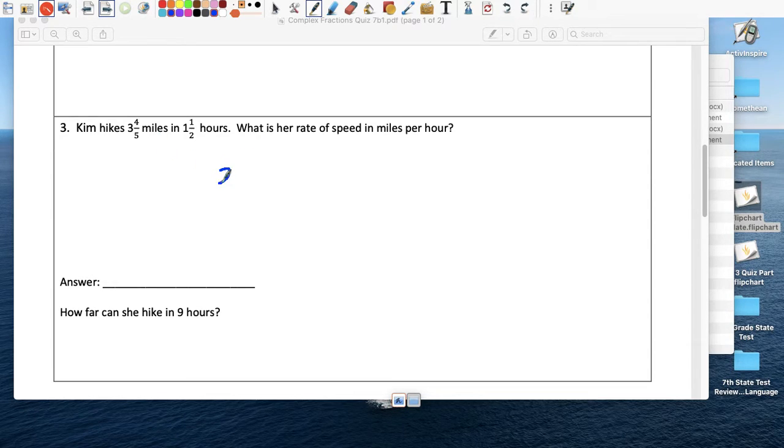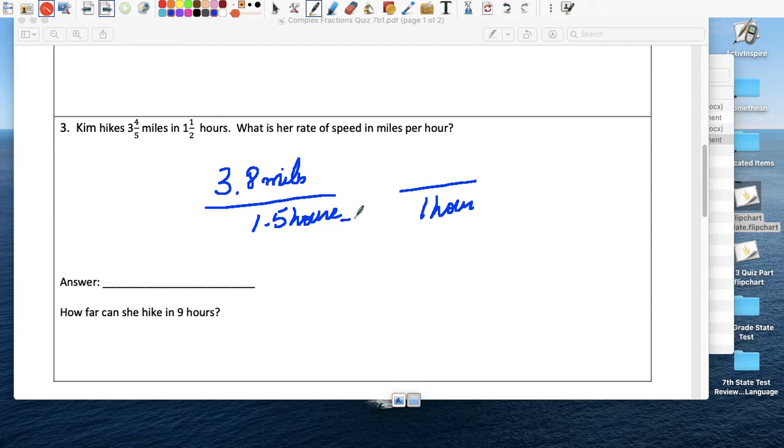So this one, you know what, just to be different, I'm going to change it into decimals. 3.8 miles in 1.5 hours. What was their speed in miles per hour? So we'll divide top and bottom by 1.5. Sorry, oops, 1.5, and divide this by 1.5, and I have no idea what that is. 3.8 divided by 1.5, we get 2.53 repeated.